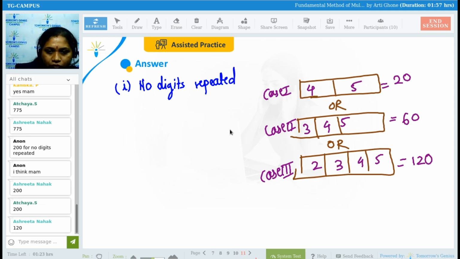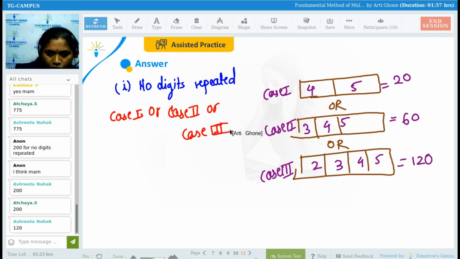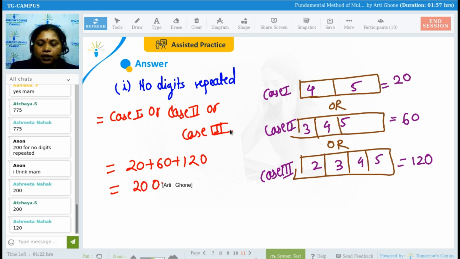So we have the total number of digit creation. Either case 1 will occur, or case 2 will occur, or case 3 will occur. So the total number of chances is 20 plus 60 plus 120. So the total is 200. Got it?